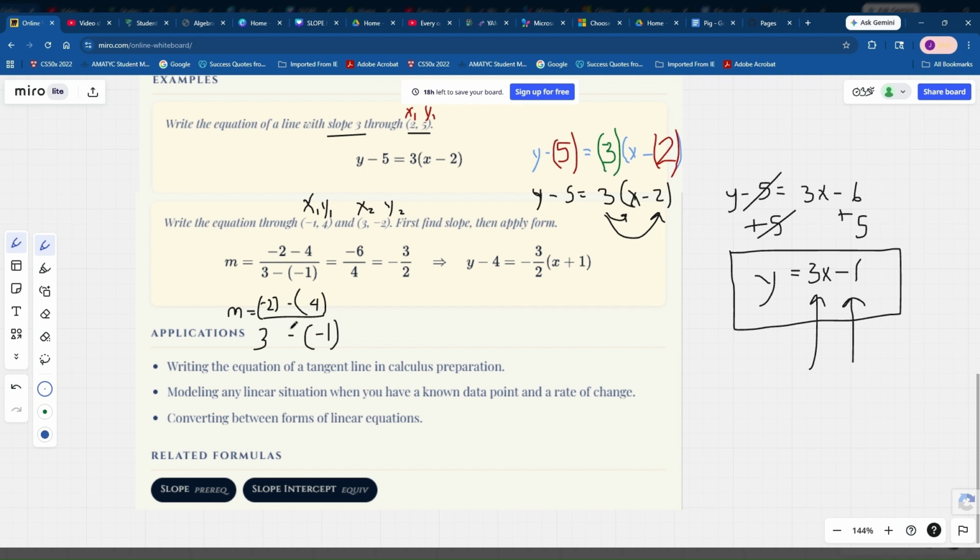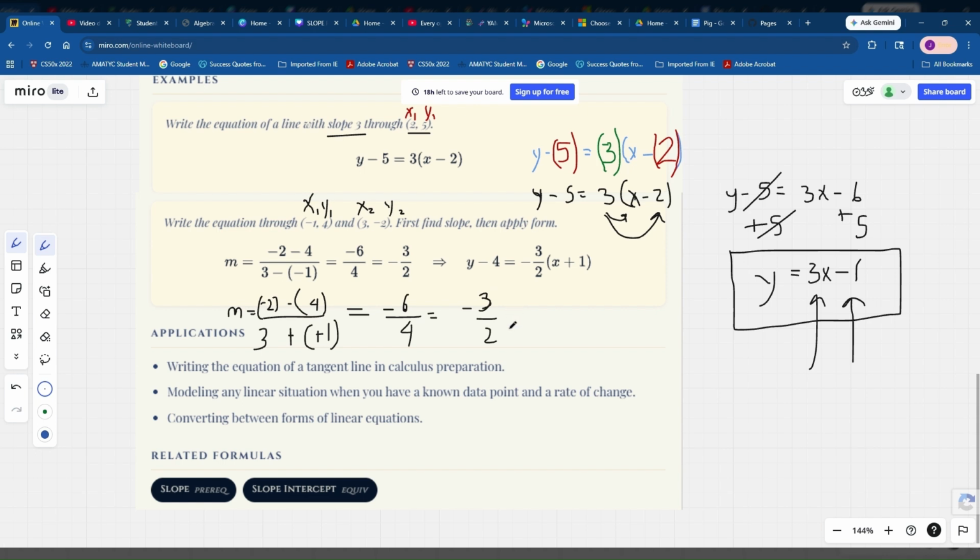Now, when you have minus and negative, that really turns it to a plus. So this would be -6 over +4, which is -3 over 2, because they're both divisible by 2, right? 6 divided by 2 is 3. 4 divided by 2 is 2. So this is a simplified way to write that. So the slope is -3 over 2.